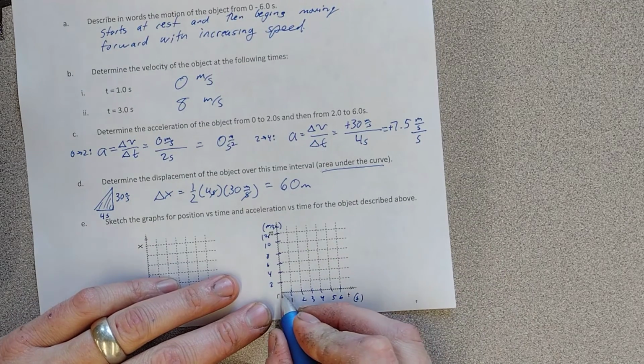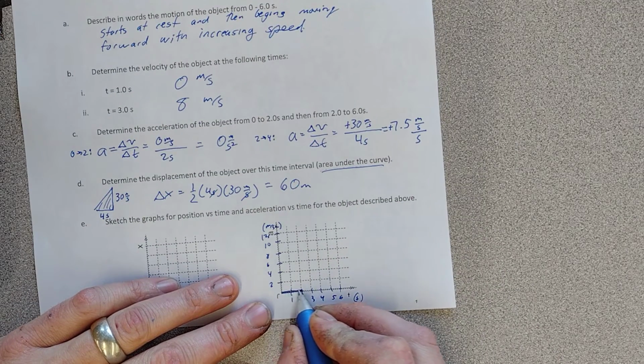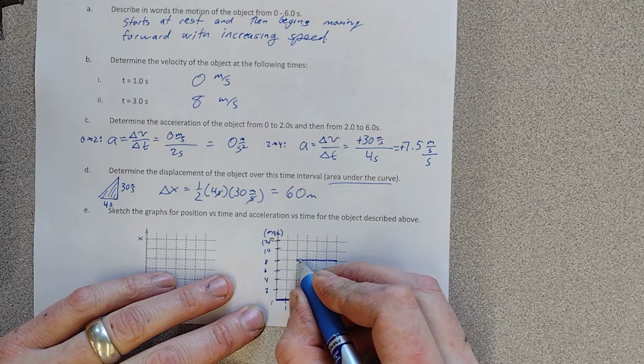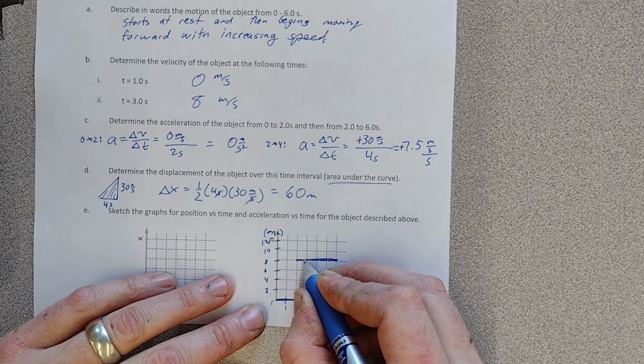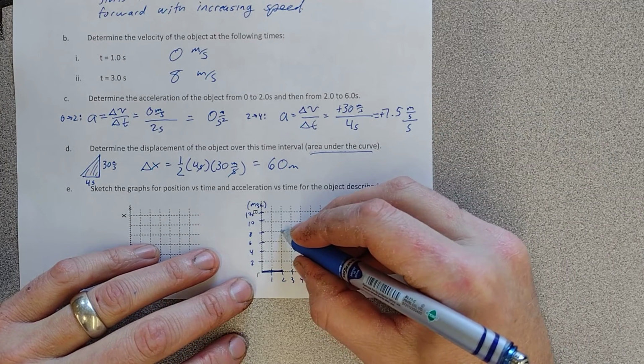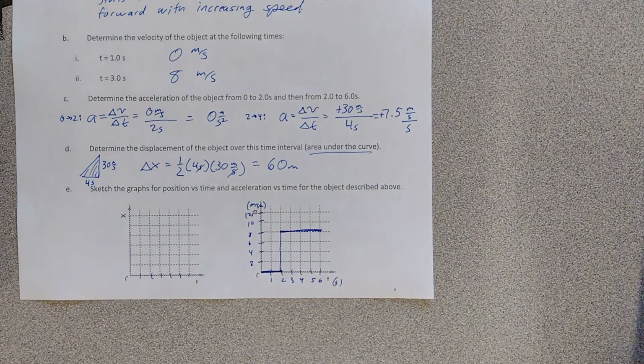So we started off with no acceleration for the first 2 seconds. And then it goes up to 8 meters per second squared for the last 4 seconds. You can make the line down if you want as well.